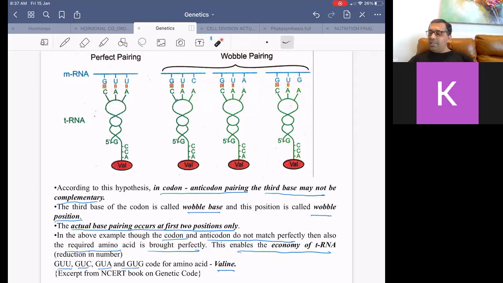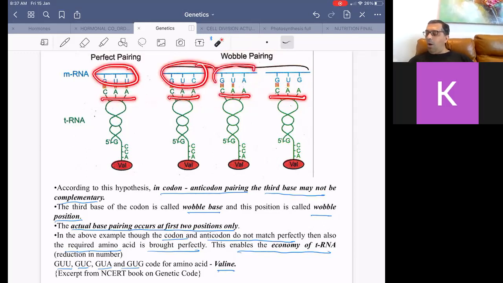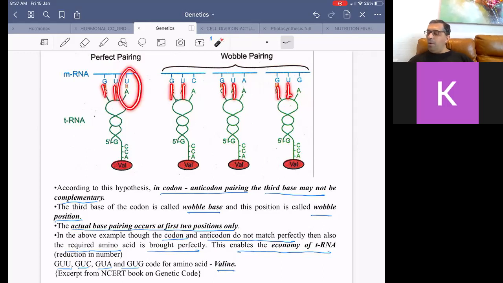So for 61 codons, do we have 61 anticodons? No, we have fewer anticodons, and every anticodon has the ability to pair with more than one codon by a specific pairing of the first and second nitrogen bases, but the third nitrogen base may pair or may keep on wobbling, and that is called the Wobble hypothesis.